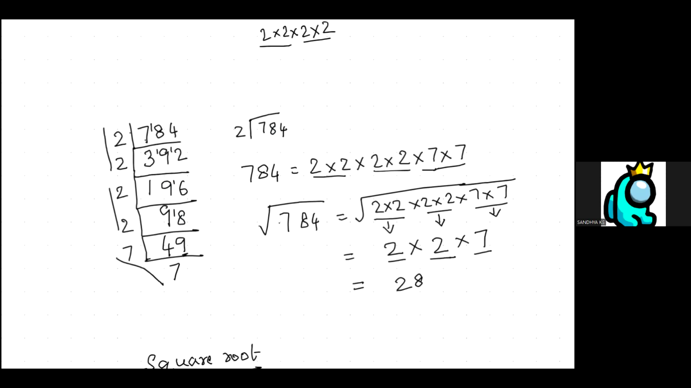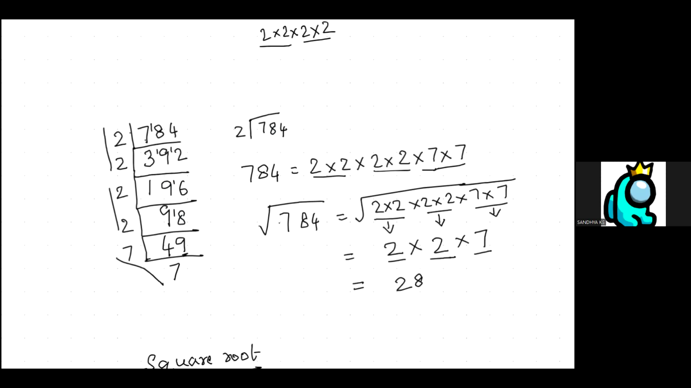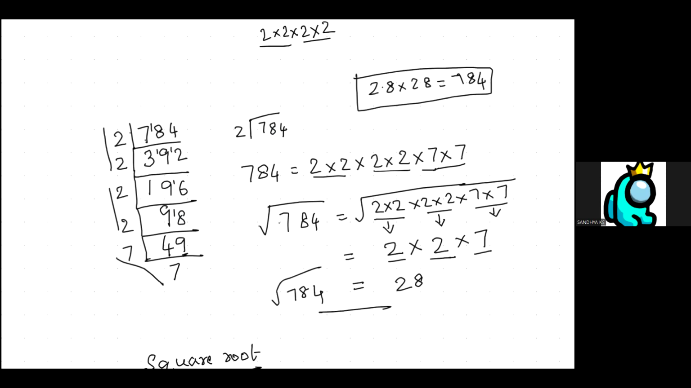So, what does it mean? It means 28 multiplied by 28, I will get 784. And so, square root of 784 is equal to 28, is what we can understand. I hope all are clear with this point. Go through it, pause the video and do it again and try it on your own.